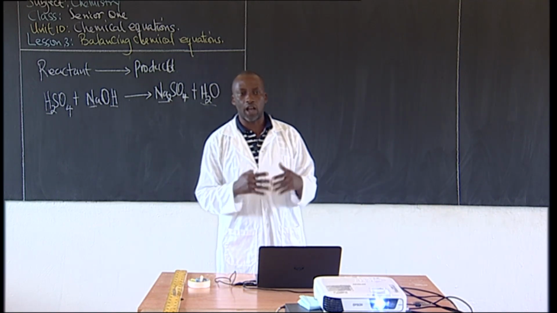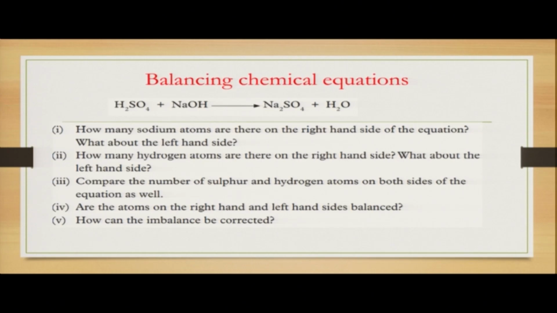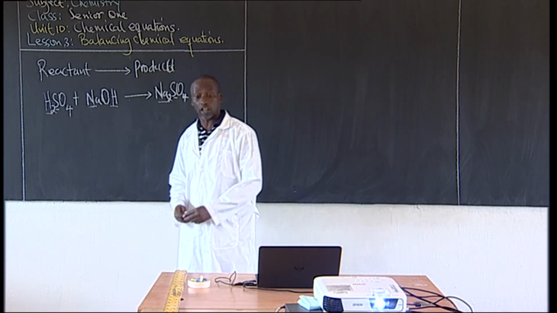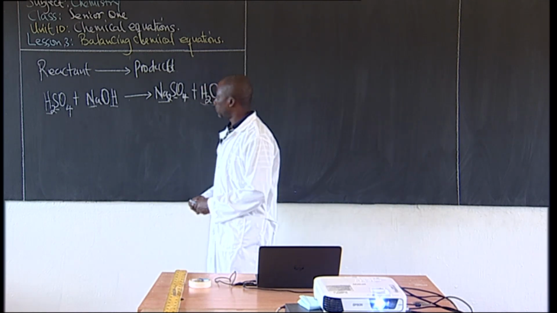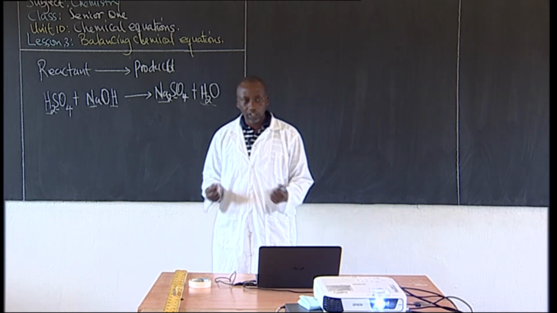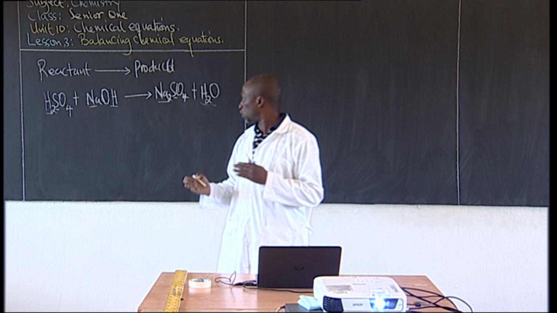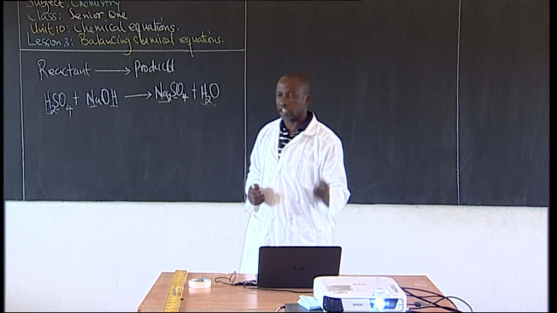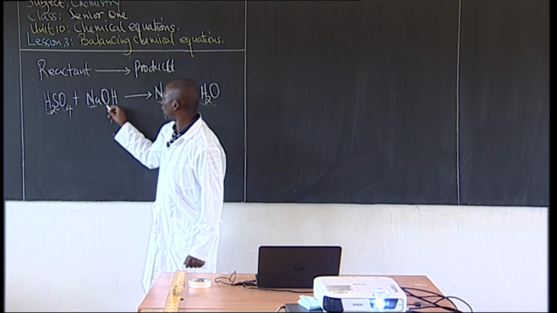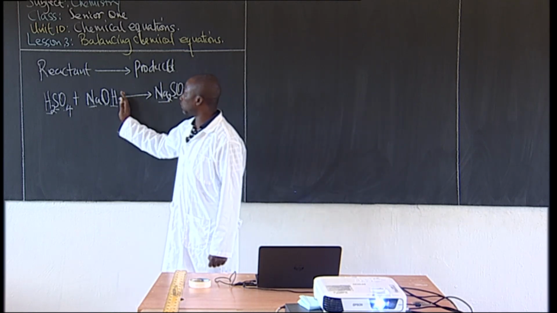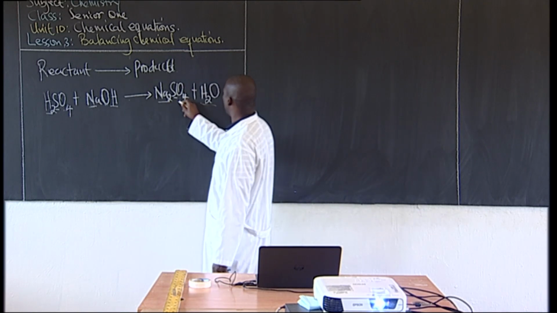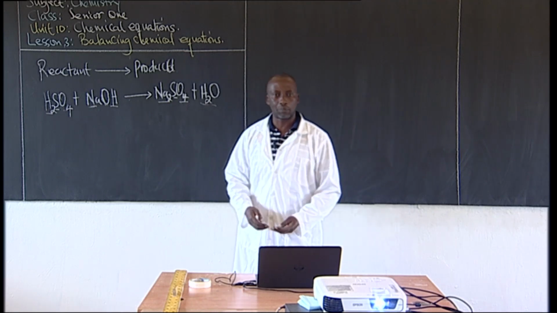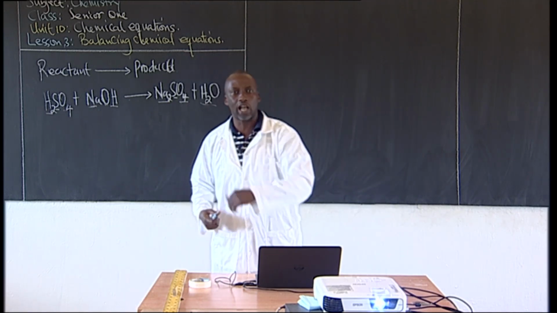Compare the number of sulfur and hydrogen atoms on both sides. When you look at the sulfur, we are very lucky. Sulfur is one here and another sulfur is there. So sulfur is balancing. Are the atoms on the right-hand side equal to the left? That is the question that we are asking even today. Are they balancing? We have 4 oxygen and we have only 1 here, so that means on this side there are 5. But on this side, how many are they? They are also 5, they are balancing. But are all atoms balancing? That is the question that we are going to answer today.